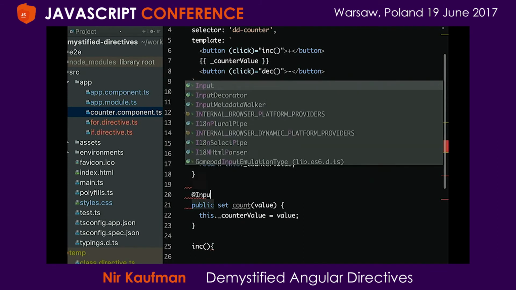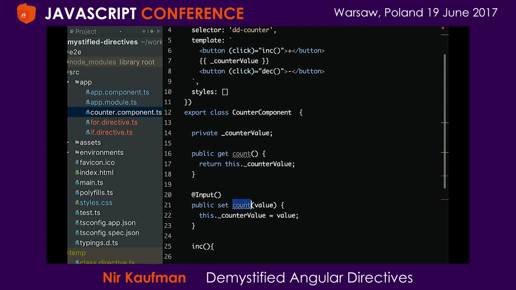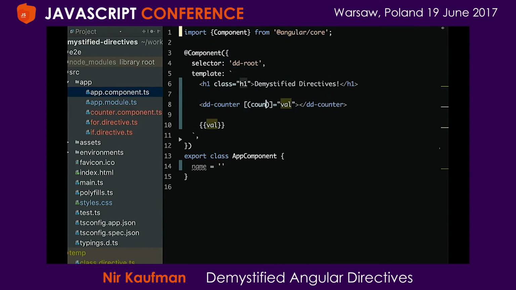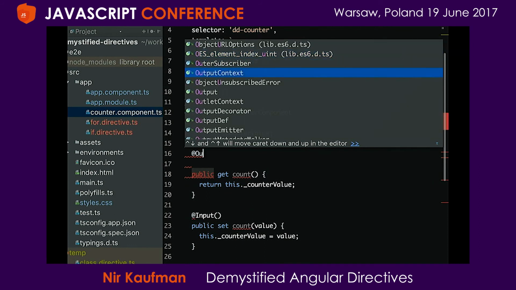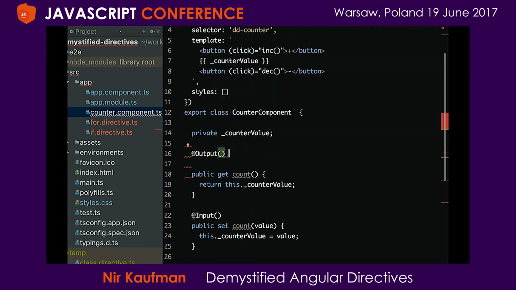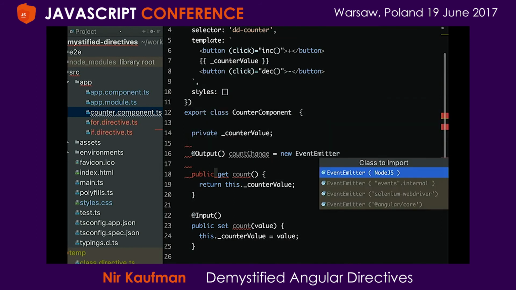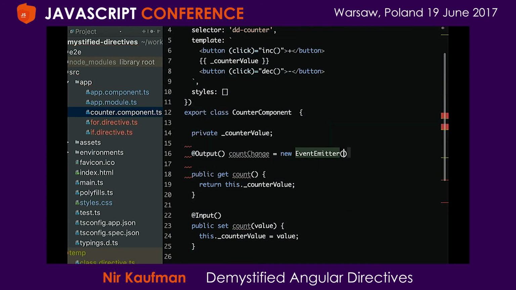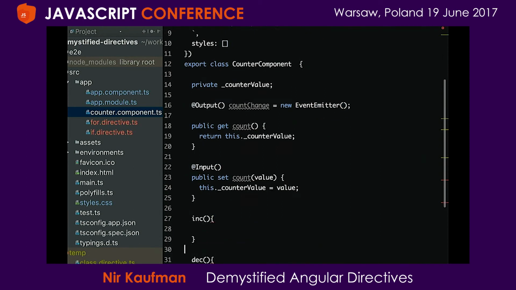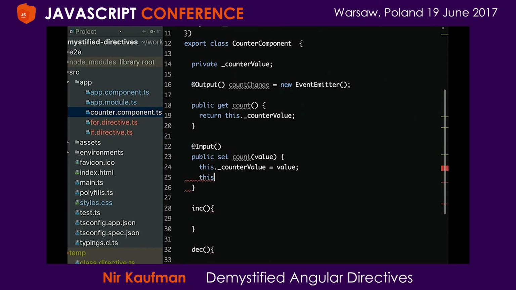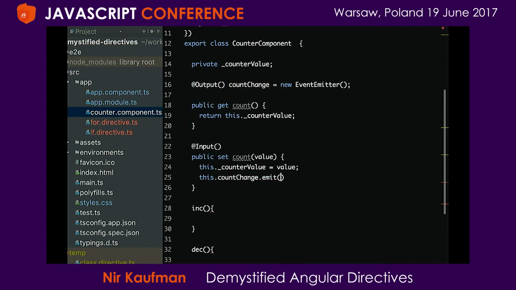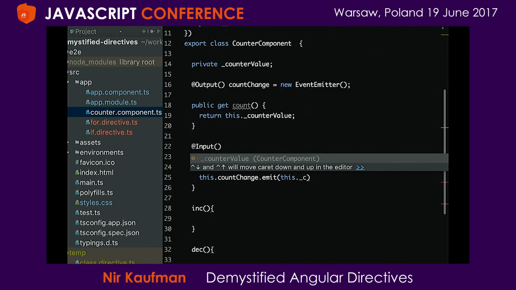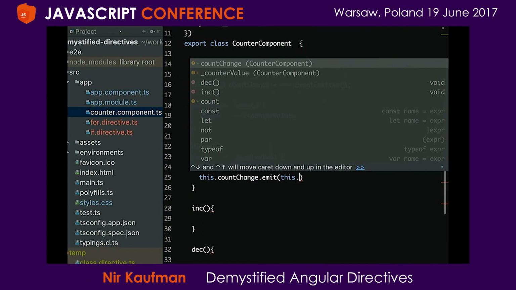I can mark this one with input, because I'm going to have an input named count, not counter. And I'm going to create an output, count change, new event emitter from Angular. And each time I'm setting a new count, I just want to take this count change and emit the new value. This counter, where is it? This count.